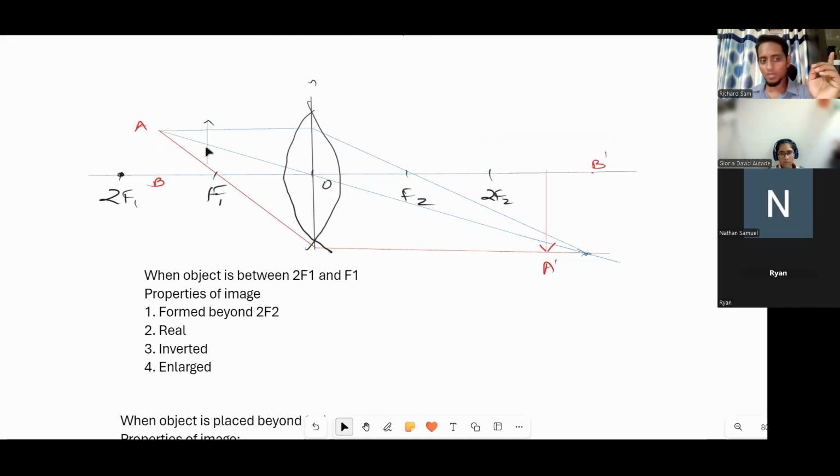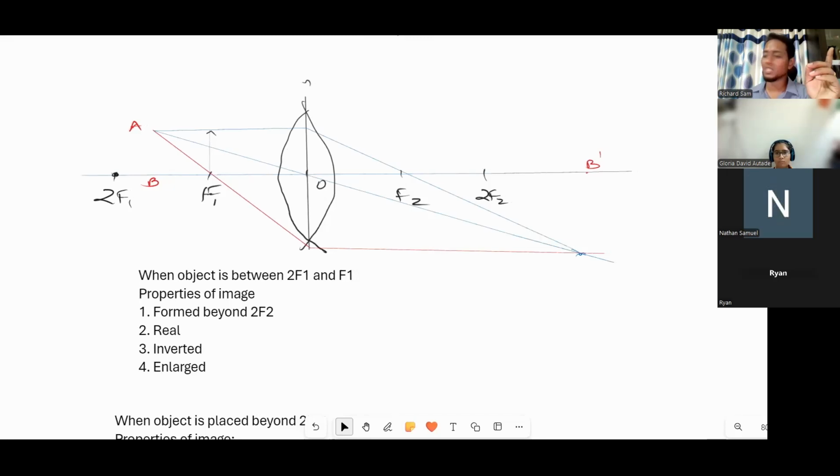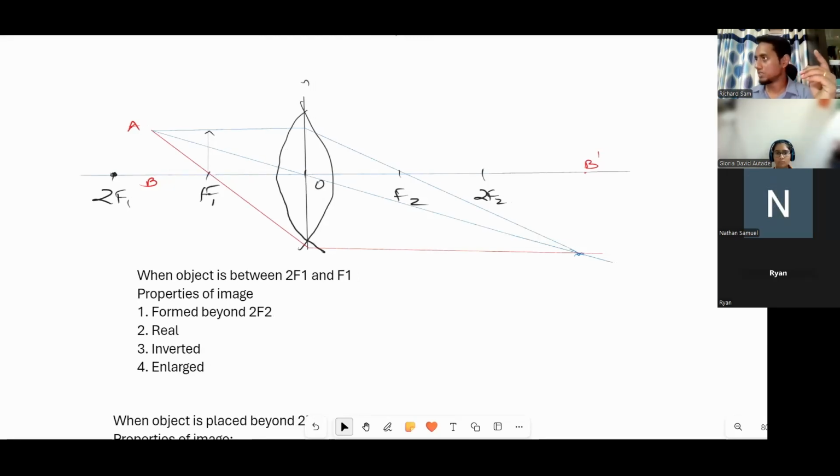Fifth diagram, where the object is at f1. Now, where will the image go? Infinity. You can't draw the image. And then the last diagram is where the object is between O and F1. Now, where will this go? It can't go more farther away, it already went to infinity. So here, the rays will go in such a way that the image will be formed on the same side. And it won't be an inverted image. It will be an erect image.